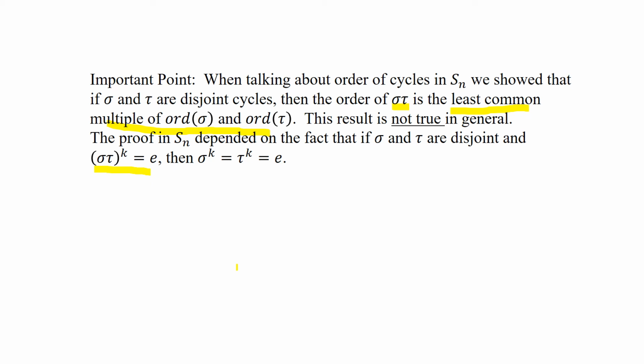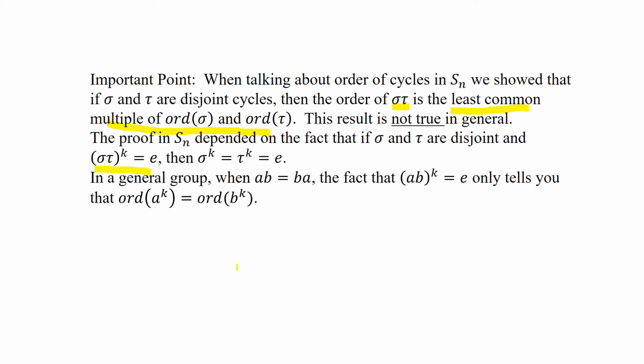That was a homework problem that you did. That's not true in general. In general, if I have commuting elements, the fact that ab to the k is identity does not tell me a to the k is identity, nor does it tell me b to the k is identity, but it does tell me that a to the k and b to the k have the same order. That's all I can deduce from that. And so I don't get the stronger result, which means that I cannot conclude that the least common multiple of the orders of sigma and tau is the order of the product sigma tau.